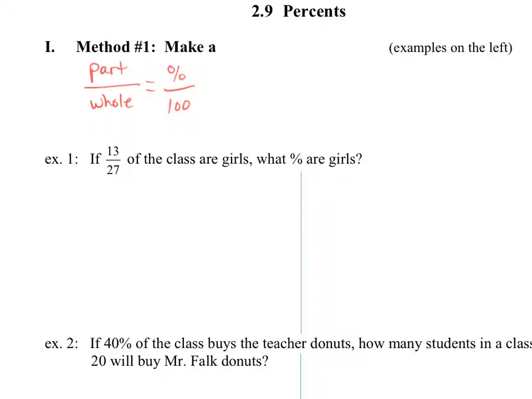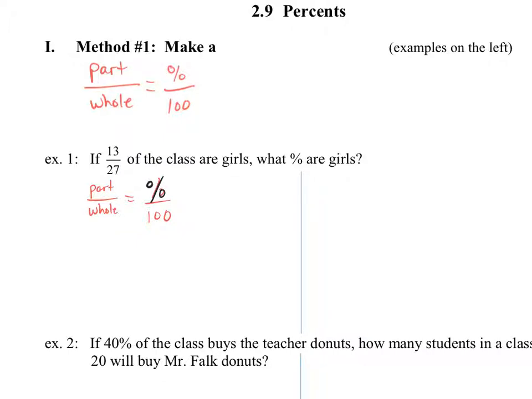So let's say we try to set up this next one. If 13/27ths of the class are girls, so if we have 13 girls in a class of 27, and I just made up numbers, what percent is it? Well, if you wanted to write that equation, and most of you will probably skip it, I'm just going to quick write it. Part divided by the whole equals the percent divided by 100. So we're looking for this percent right here in the upper right. That's what we're trying to find.